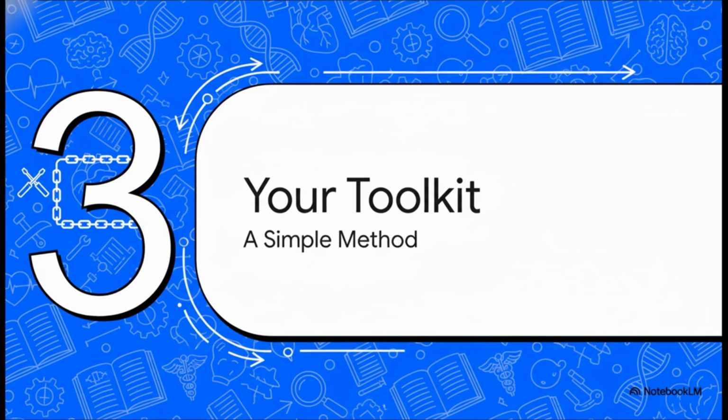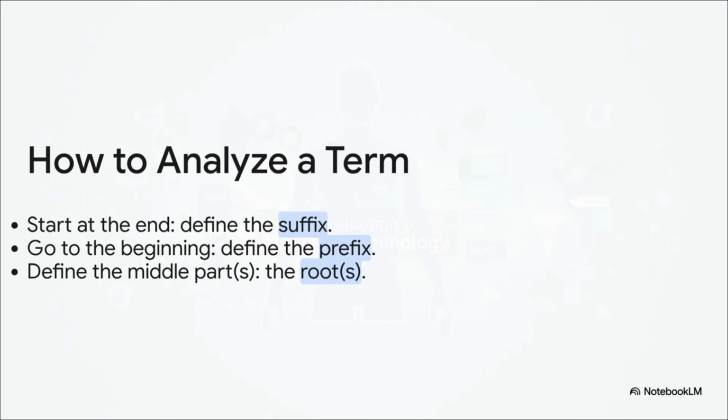To make it even easier, let's just summarize this whole process into a simple, repeatable method you can use for any term you come across. Think of this as your personal terminology toolkit. Here is the most effective way to analyze any medical term. First, always start at the end and define the suffix. This tells you what's happening. Second, go to the beginning and define the prefix. This gives you location or time. And finally, define the root or roots in the middle. This tells you what body part is involved. So remember, suffix, then prefix, then root.